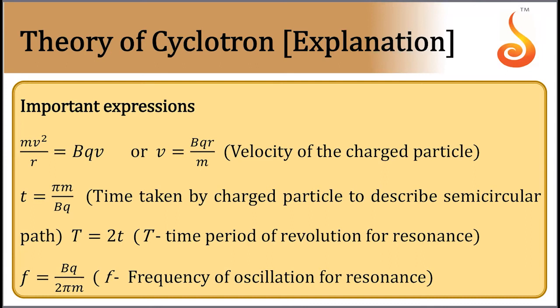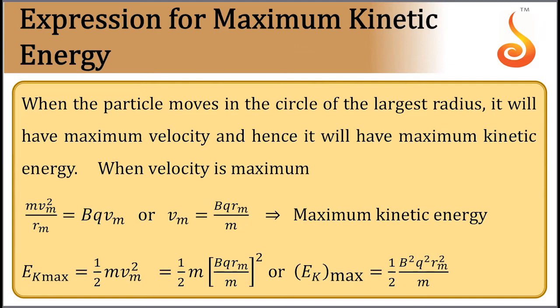Hope you have taken this. The expression for maximum kinetic energy in the cyclotron is B square q square rm square by 2m, where rm is the radius of the Ds. Just note down this formula, that is sufficient.